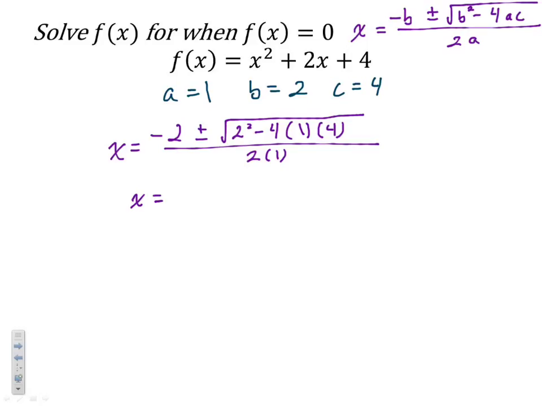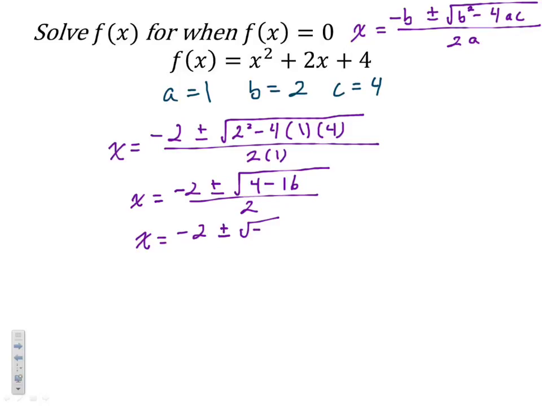So x is going to equal negative 2 plus or minus the square root of 4 minus 16, all over 2. So that's x equals negative 2 plus or minus the square root of, well, 4 minus 16 is negative, whoa, what's that? Did I just say negative? I sure did. Negative 12, all over 2.